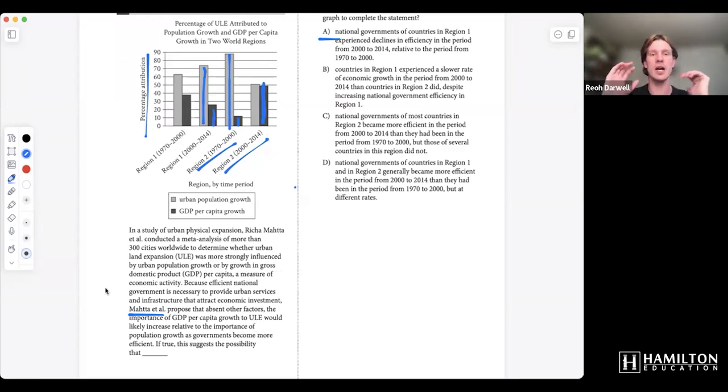they say absent other factors, the importance of GDP growth in ULE, right? So the importance of GDP for urban expansion would increase as governments become more efficient. So if a government becomes more efficient, according to Mata, then GDP is going to take a bigger proportion of ULE, urban land expansion.